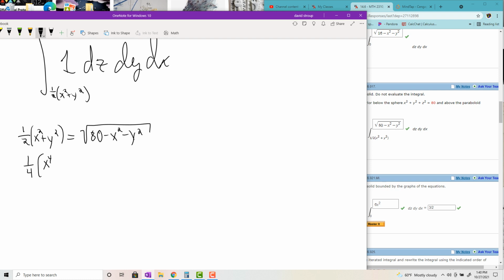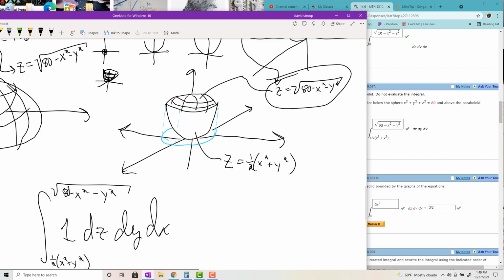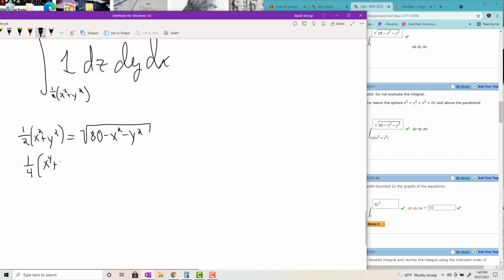It's going to be x to the 4th plus 2x squared y squared plus y to the fourth. And that'll equal 80 minus x squared minus y squared. And then solving, I'm going to multiply both sides by 4.